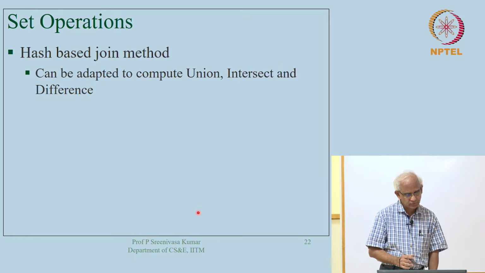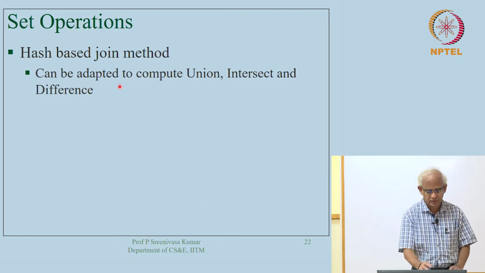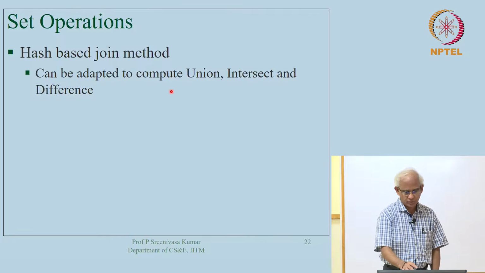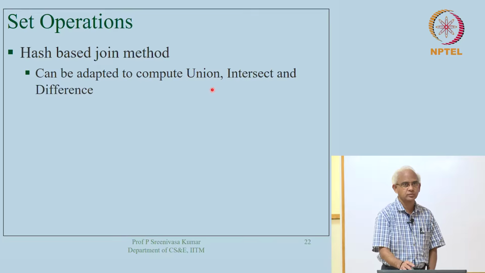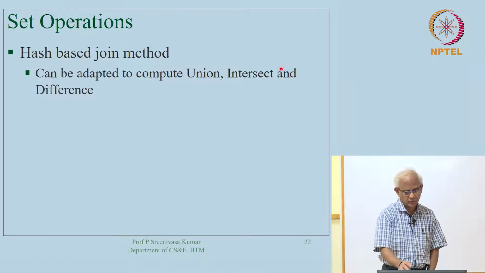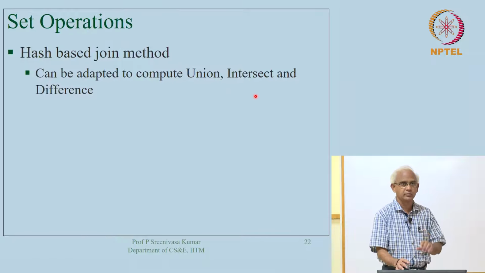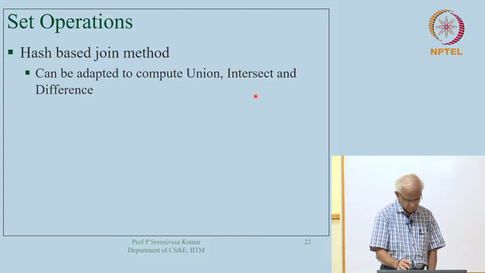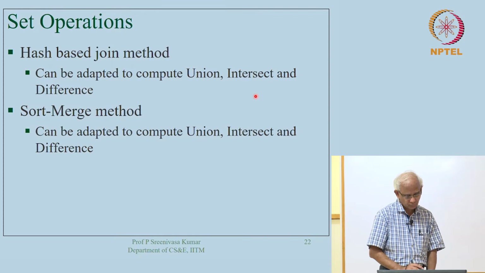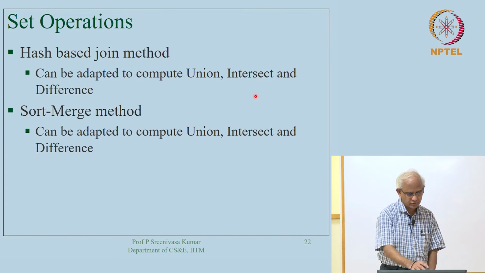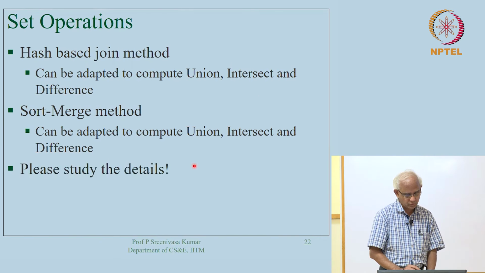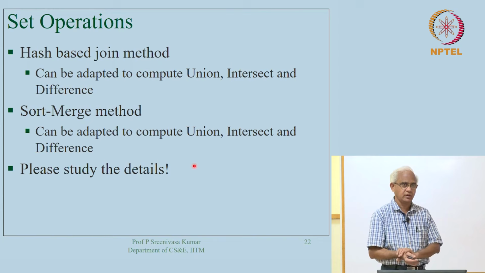Now, we can also use these hash-based join methods, slightly tweaked, to compute union, intersect and difference also. Union and intersect are almost like joins, so basically the join-producing algorithms can be slightly tweaked to produce these things. Even the sort merge can be adapted. I will not go into the details, please study the details.